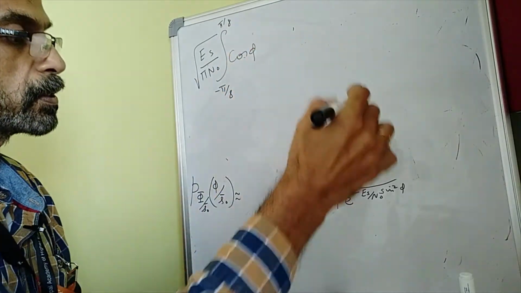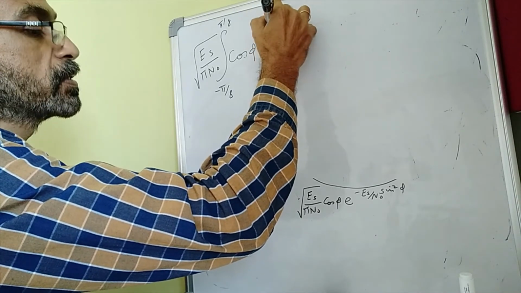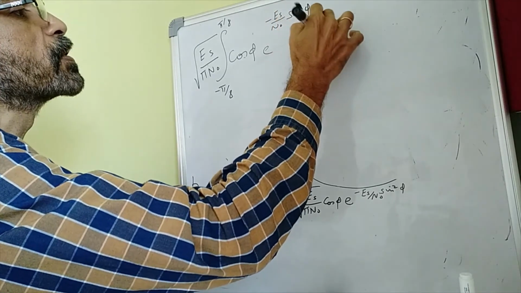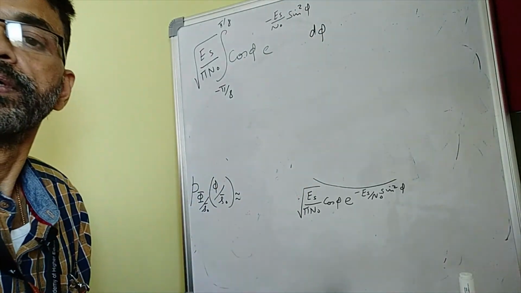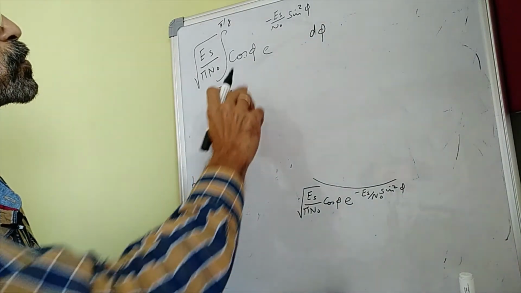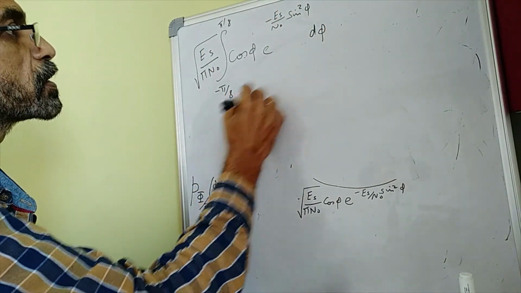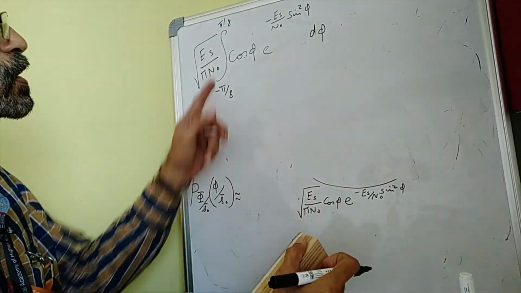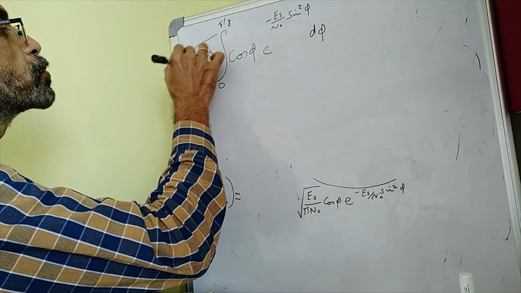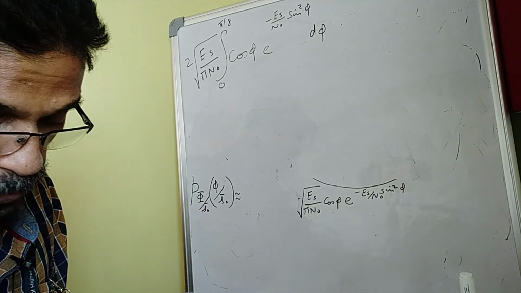Cos phi e^(-Es/N0 sin² phi) d phi. And we can write this as equal to, you see this function is actually an even function of phi, so we can write it as equal to 0 to pi/8, 2 times, because it's an even function. So 0 to pi/8, 2 times.